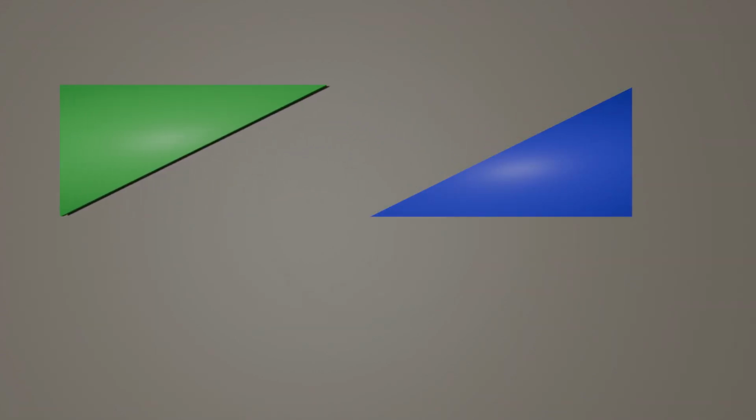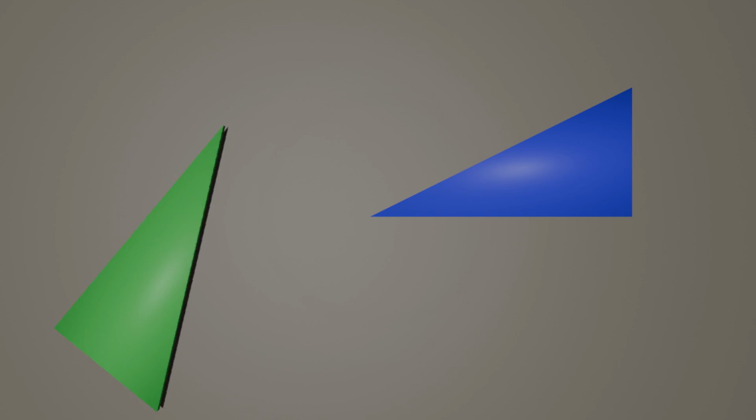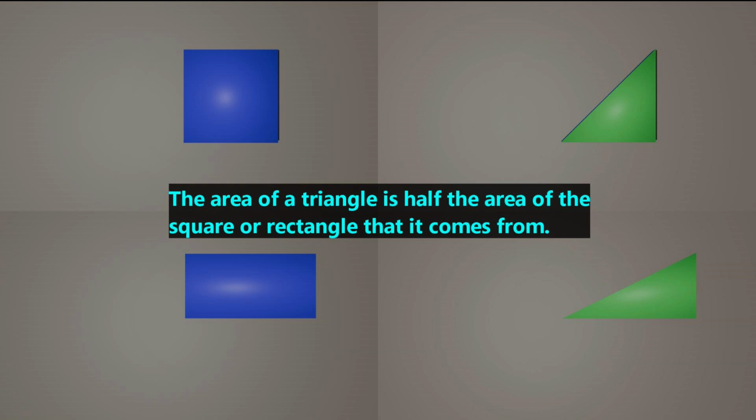We can also cut a rectangle into two congruent triangles by cutting along either of its diagonal lines. That means each of these two triangles have exactly the same area as each other. It also means that each triangle will have half the area of the rectangle that it came from. Let's summarize this important fact. The area of a triangle is half the area of the square or rectangle that it comes from.